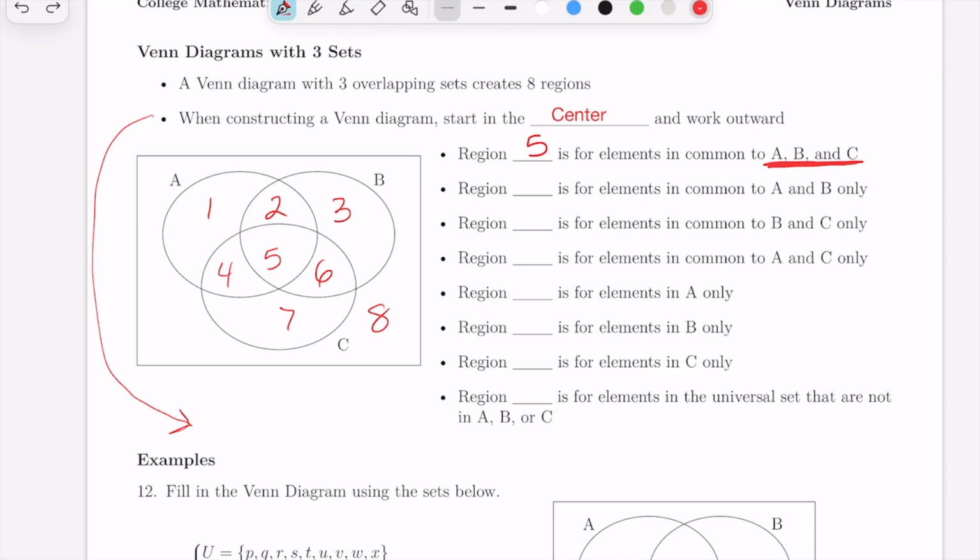The next one says we're looking for elements that are common to both A and B. Now, if it said just A and B, that would actually be both of these, this whole football shape. But it actually says something very important here, and it says A and B only. That means we want to exclude the elements that are also in C. So A and B only means A and B not C. So this is just 2.